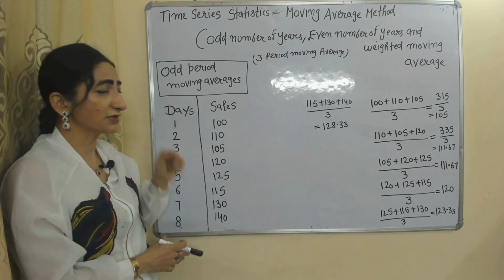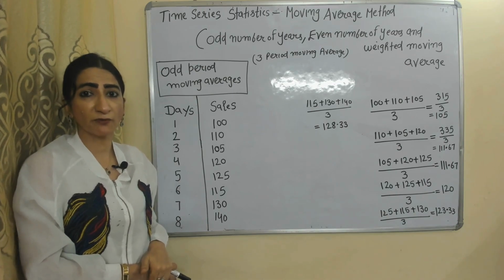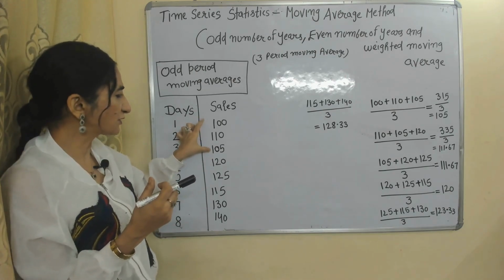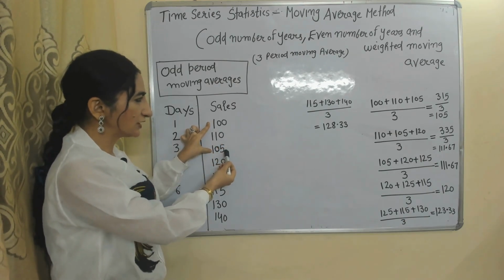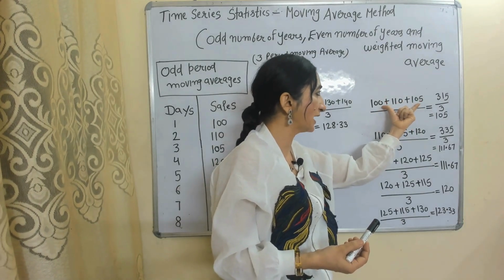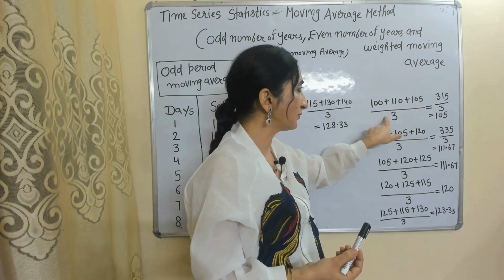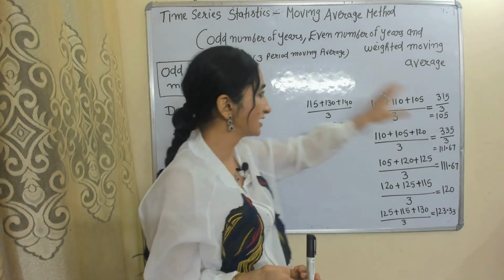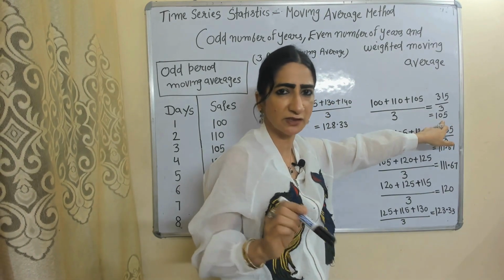This is our question and we have to find out three period moving averages. Because we have to find three period moving averages, we will calculate the average by 3 numbers. That means first of all we will calculate the average of these three numbers: 100, 110 and 105. To calculate the average, first we add all three numbers. It becomes 315. Now we divide 315 by 3, and it becomes equal to 105.